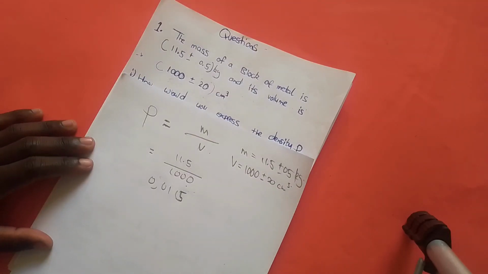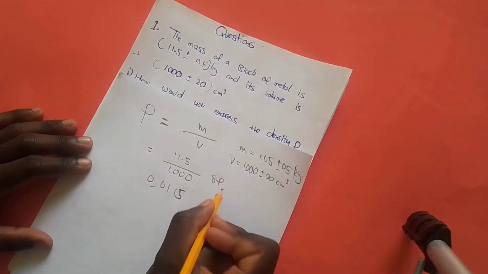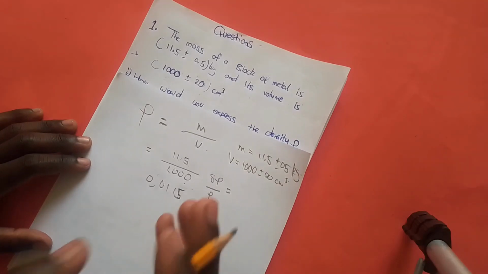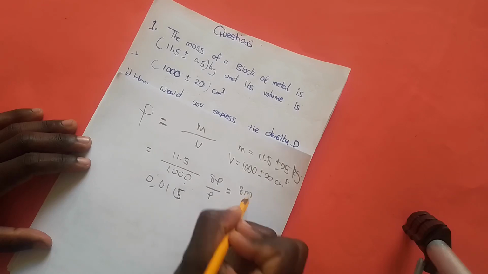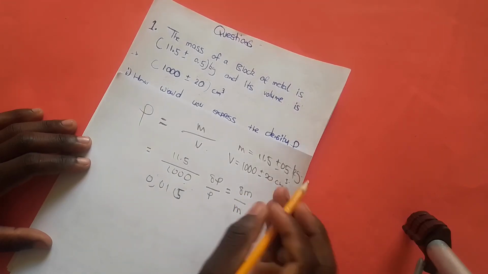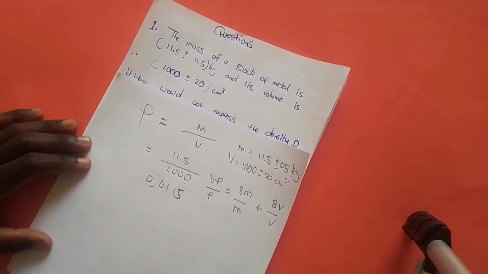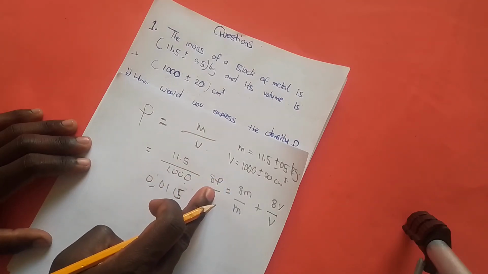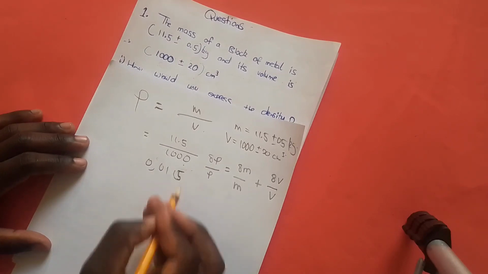According to the formula, the uncertainty in rho over rho will be equal to the uncertainty in m over m, the uncertainty in mass over mass, plus the uncertainty in the volume over the volume. That will give the fractional uncertainty in rho, the density.